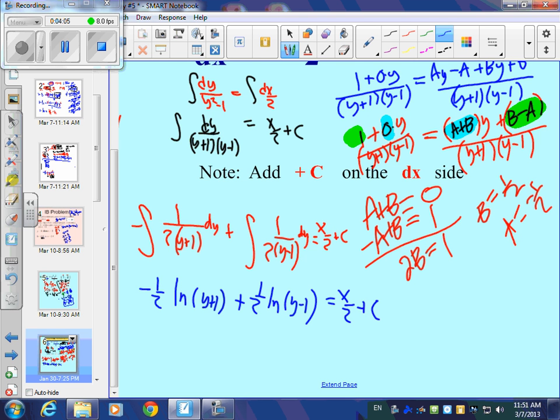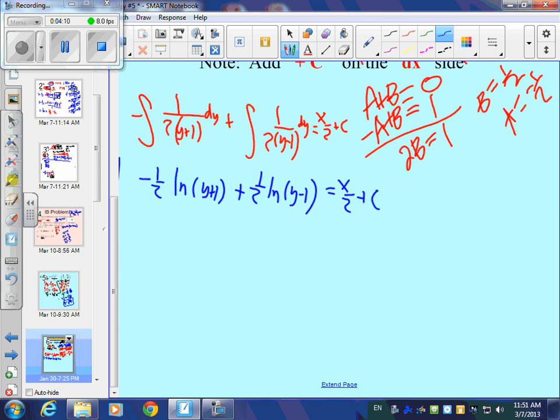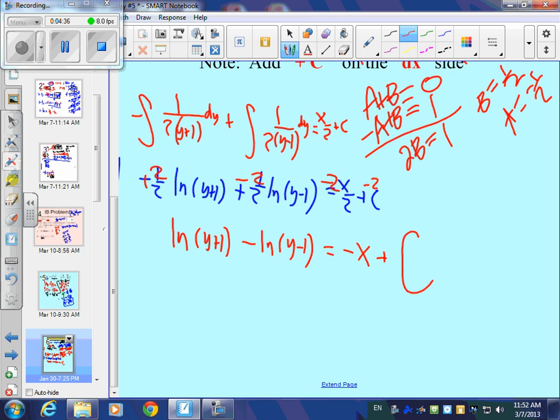What do you want to do next? This looks kind of off. Huh? Yeah, we can do that. Do you mind if I multiply everything by negative 2 first? Is that okay? Okay. So this will just be the natural log of y plus 1 minus the natural log of y minus 1 equal to negative x plus a big C. It doesn't matter, it's still a constant. You're right, it is minus, but we'll just make a big plus C.